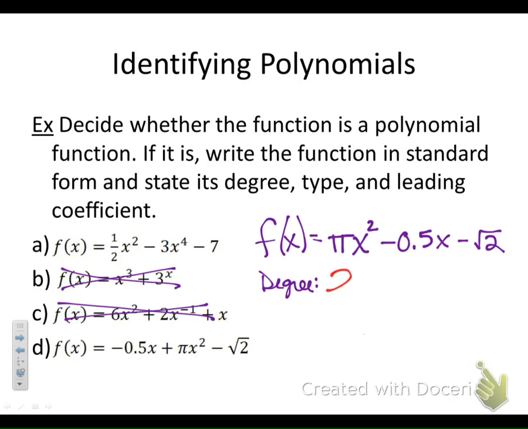Degree is the highest exponent. The type is what we typically call it, or what you will hear me call it. Degree of 2 is a quadratic function. And leading coefficient really tells us whether or not it's going to be a reflection or if it's going to be like a regular parent graph. And the leading coefficient here is a positive pi. So it would open the way the parent graph would.